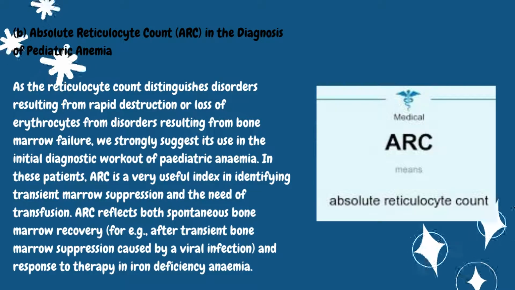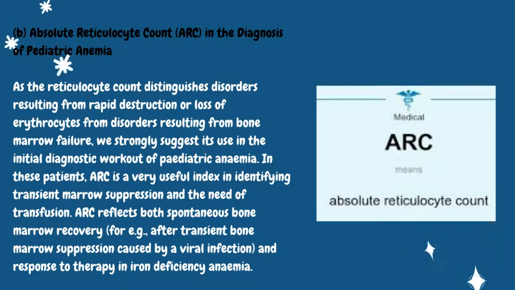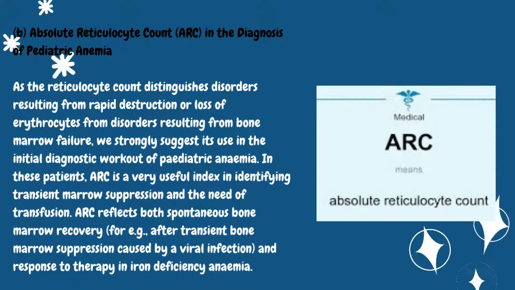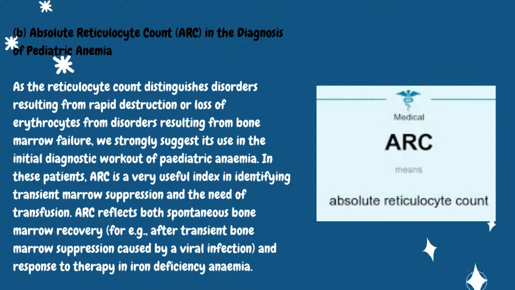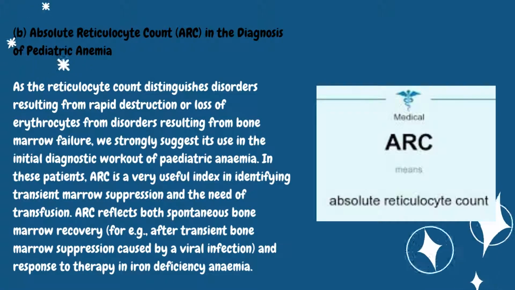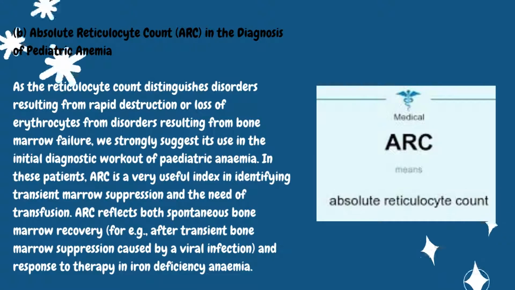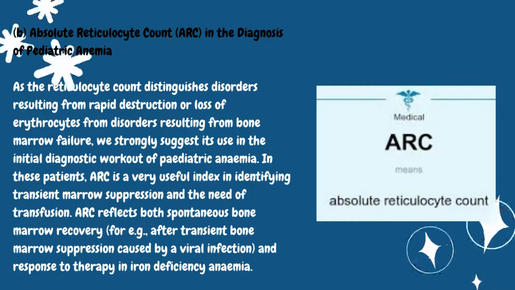In these patients, absolute reticulocyte count is a very useful index in identifying transient marrow suppression and the need of transfusion. Absolute reticulocyte count reflects both spontaneous bone marrow recovery, for example, after transient bone marrow suppression caused by a viral infection, and response to therapy in iron deficiency anemia.